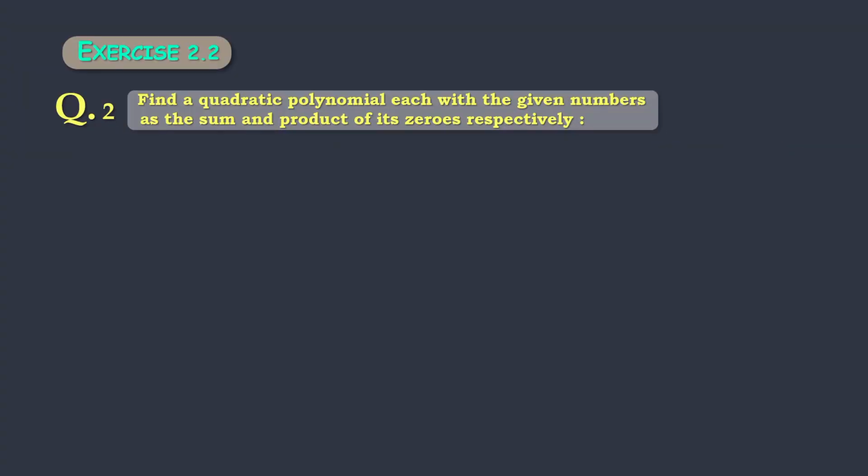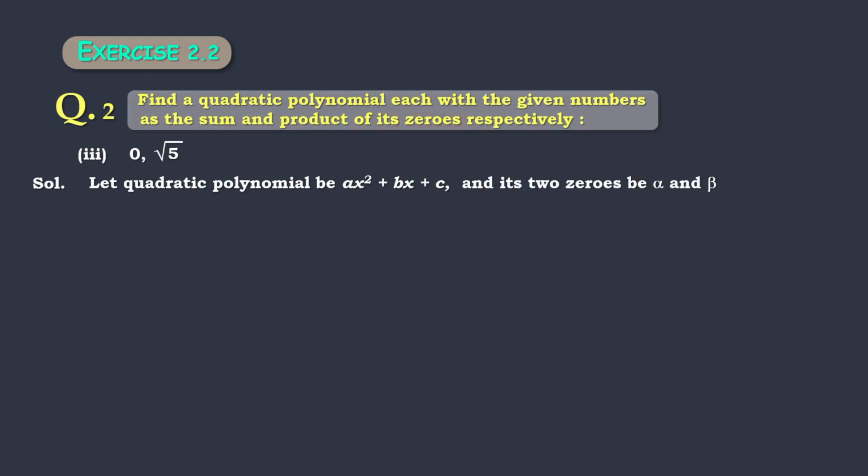Let us solve exercise 2.2, question 2, part 3. We have to find a quadratic polynomial whose sum of zeros is 0 and whose product of zeros is root 5. Let us assume the quadratic polynomial is ax square plus bx plus c. Let its zeros be alpha and beta. We know that sum of zeros is equal to minus b divided by a. And product of zeros is equal to c divided by a.